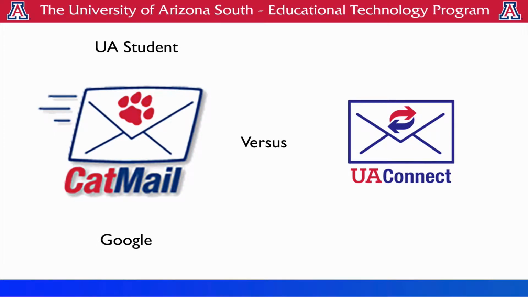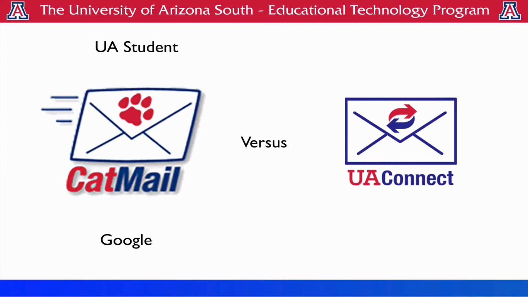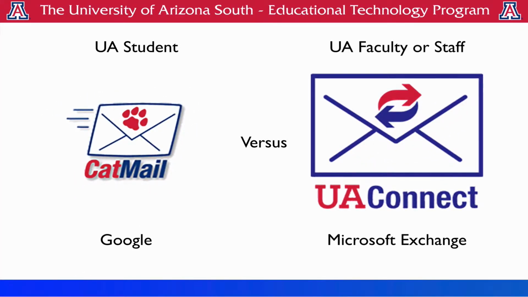Catmail is actually Gmail, and with our contract with Google, along with having access to Gmail, the students have access to all of the Google Apps for Education. However, our UA Connect email for faculty and staff is run on a Microsoft Exchange server. There's all sorts of reasons as to why we have these two different ones, but the issue for us in this class is that if you're UA faculty and staff, you'll have difficulty accessing things like the Google site and some of the other Google apps that we'll be using.